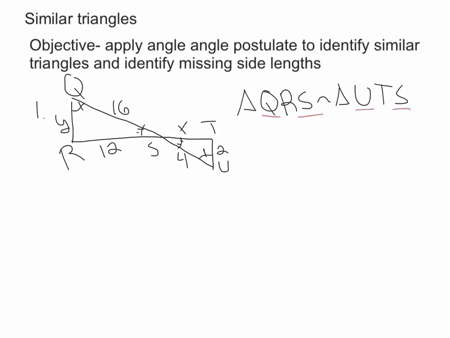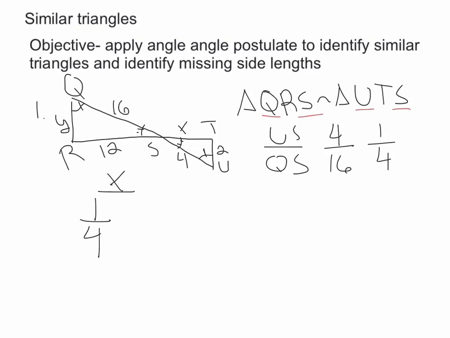So our ratio, you can set up US to QS. So that's 4/16, simplifying to 1/4. This is going to be the scale factor that we're going to use to solve for x and solve for y. So let's solve for x first. So my scale factor is 1/4. Okay. I'm just going to set up the ratio over here using the side lengths.